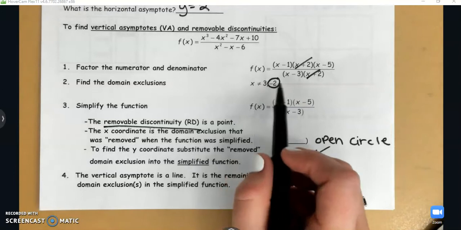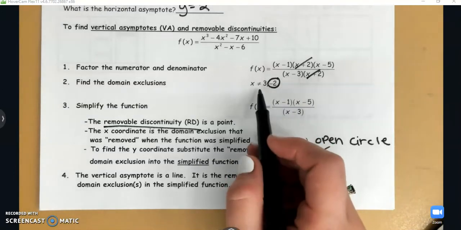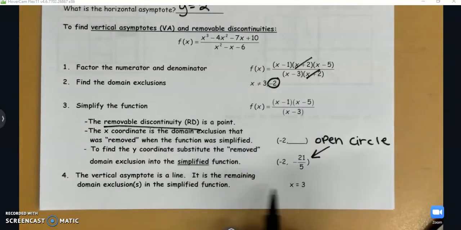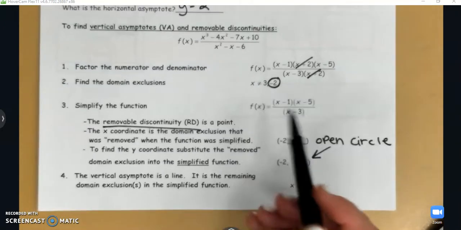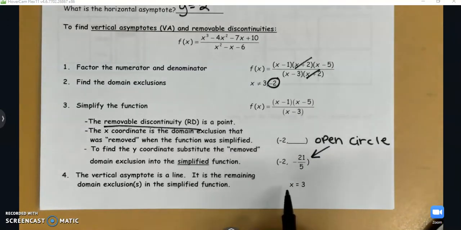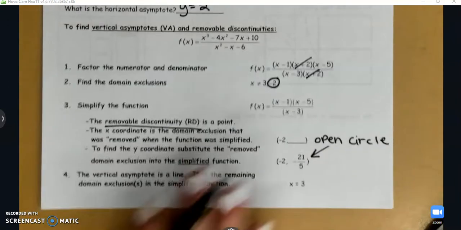And what that leaves us with our domain exclusions is just -3, and that becomes my vertical asymptote. So for your vertical asymptotes, you are going to factor, identify your exclusions. If there's a removable discontinuity, you identify that. If there's not a removable discontinuity, all of these exclusions, however many you have, 2, 3, 4, are your vertical asymptotes. So it is possible to have more than one.